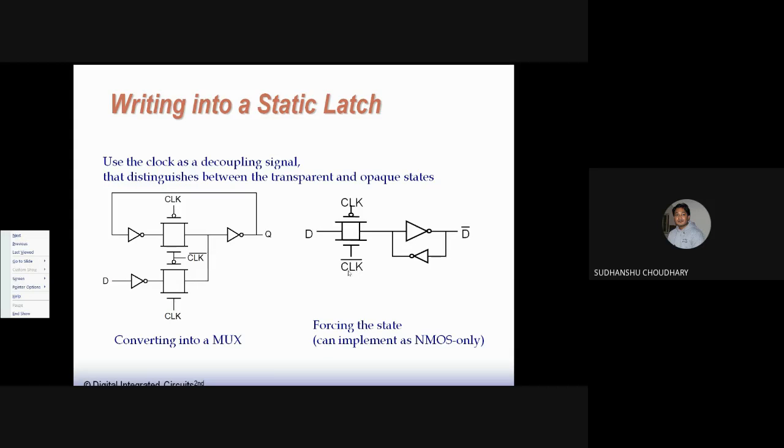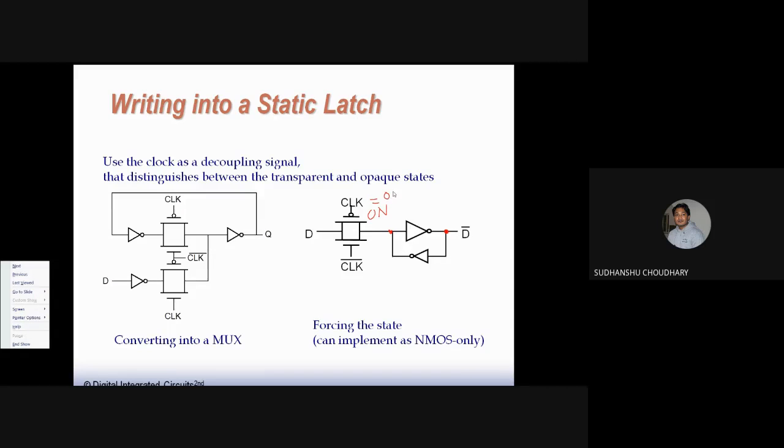Again, you can verify here. When clock is, let us say, 0, the transmission gate is on. That is, D is latched. D comes over here and also it is present over here, right? So when clock is 0, D is latched at the output. So it is a negative level sensitive latch.